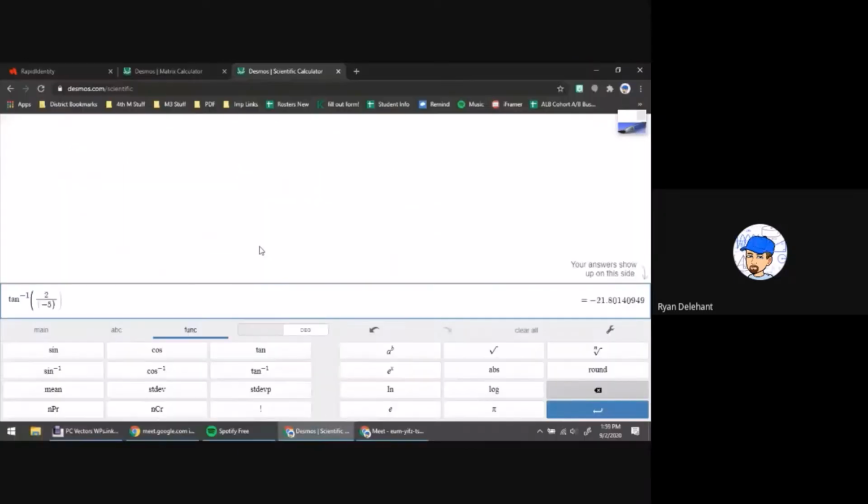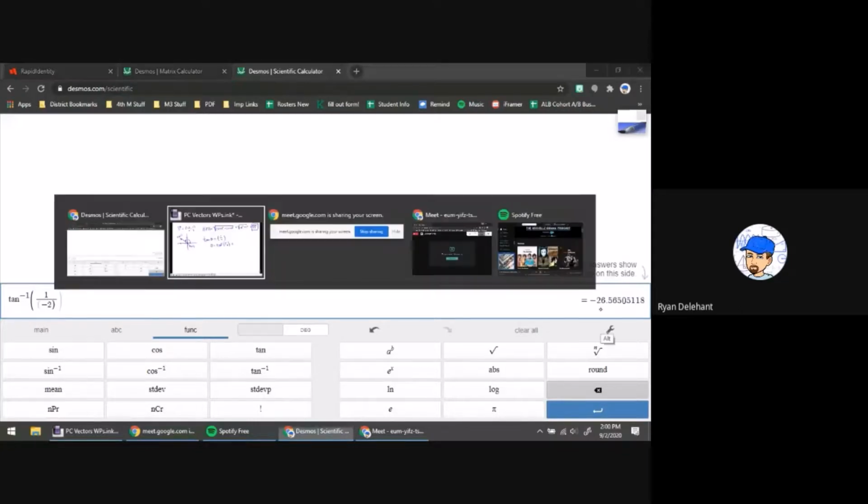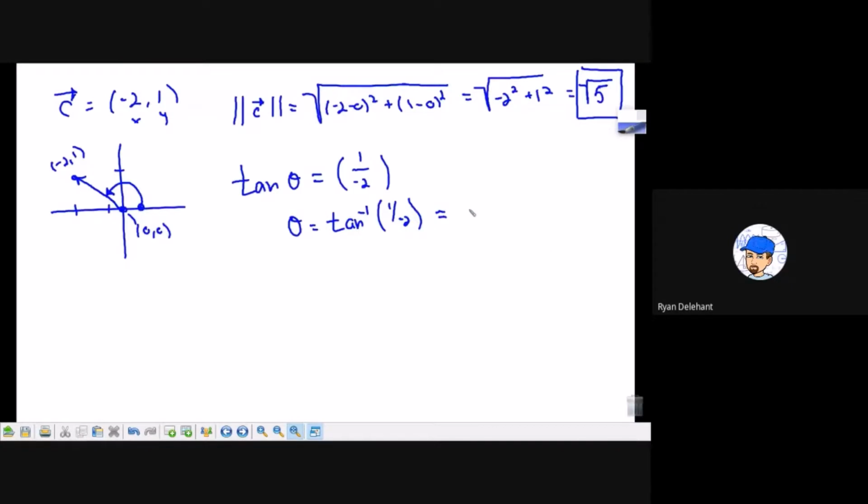So let's jump back over here. And since we have it kind of typed in, we can just change it. It was negative 2 on the bottom and 1 on the top, right? And it tells us negative 26.6. So that means it tells us negative 26.6, but remember, that's the negative this way or the positive right here. So it tells us this angle. But that's not what we want. So we've got to go 180 minus 26.6. So that is 153.4, right? Awesome.